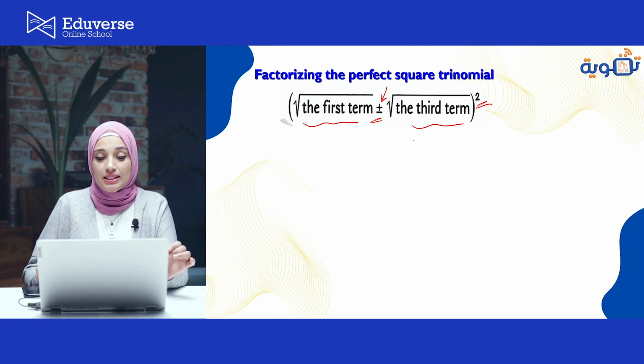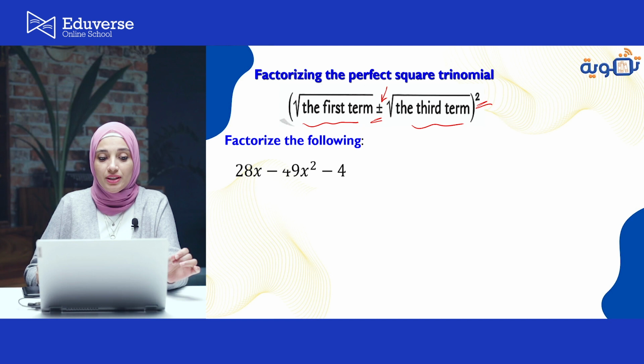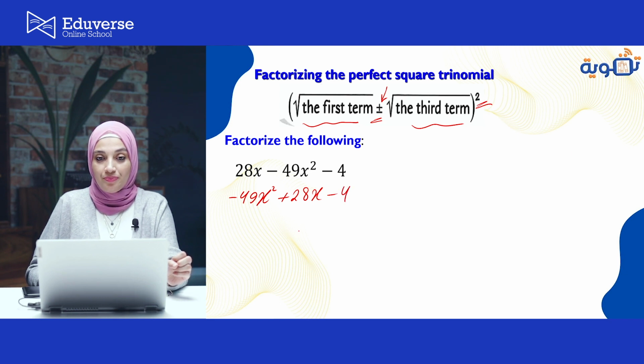Actually, the sign depends on the middle term. For example, here, if we have an expression like this one, 28x minus 49x² minus 4. As I told you, don't forget to arrange it, yes. So first of all, it will be negative 49x² plus 28x minus 4.